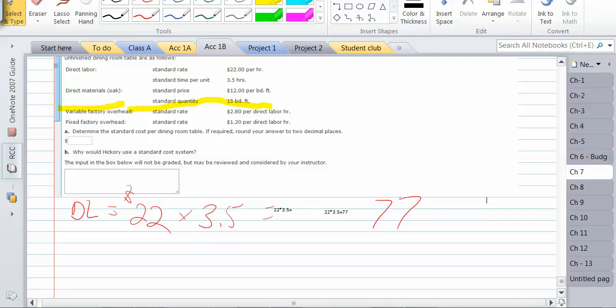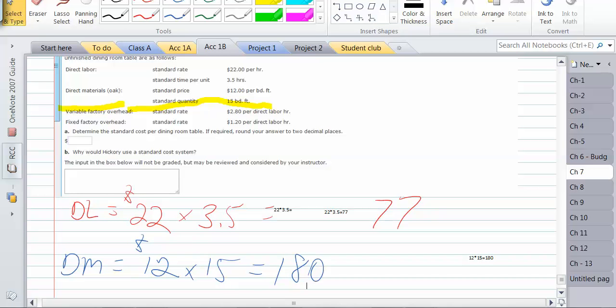Next, we're going to take the direct materials, and the direct materials will be $12 per board foot times 15 board feet. That equals 180.